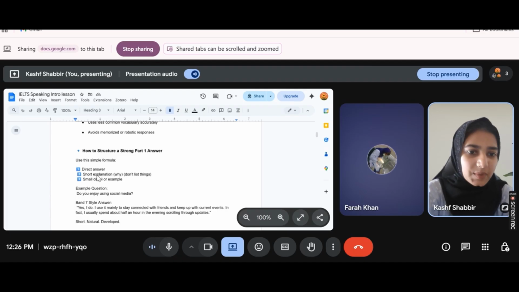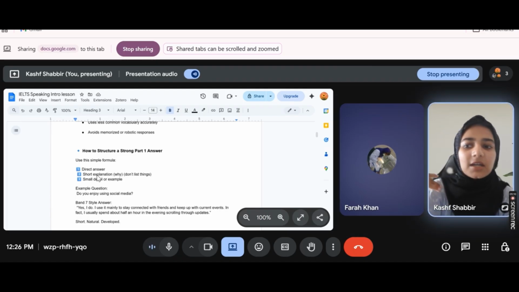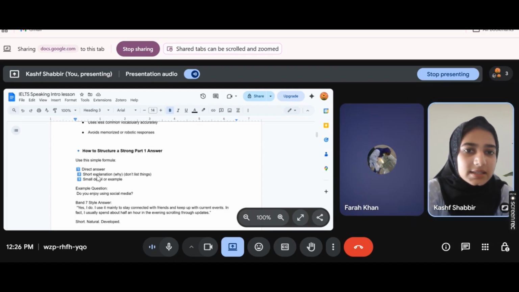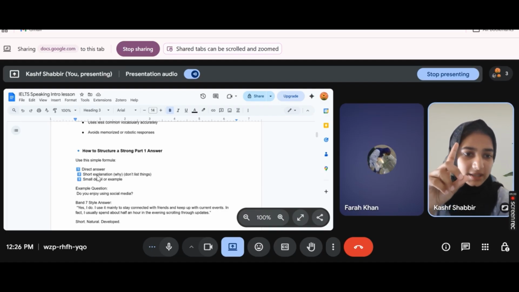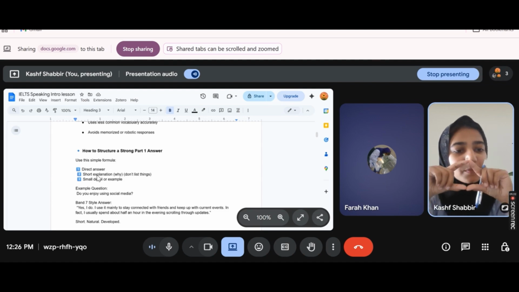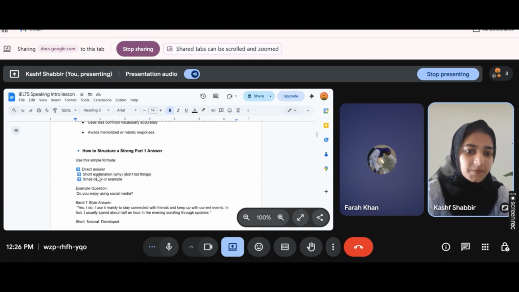For example, if they're asking you what's your favorite hobby, my favorite hobby is painting, traveling, or maybe going to the gym, etc. This is not a correct answer. Don't list things in your answer. You can pick one thing or maybe two things and then give a brief explanation of it. This is how your answer should be structured.